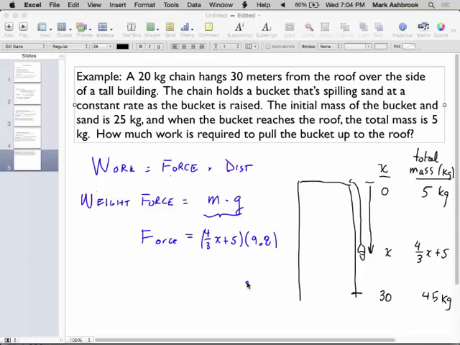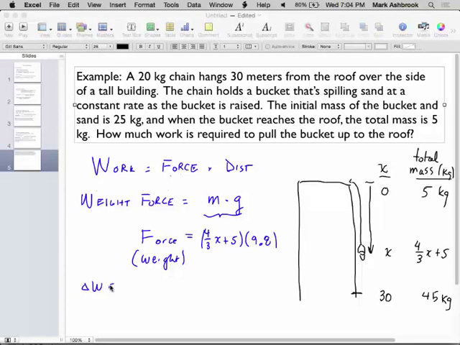M times G. M is changing. It's according to x. M is variable. According to what x is, this is your mass. So your weight force is changing too. It's that thing times 9.8. So now we're ready to write a typical amount of work.